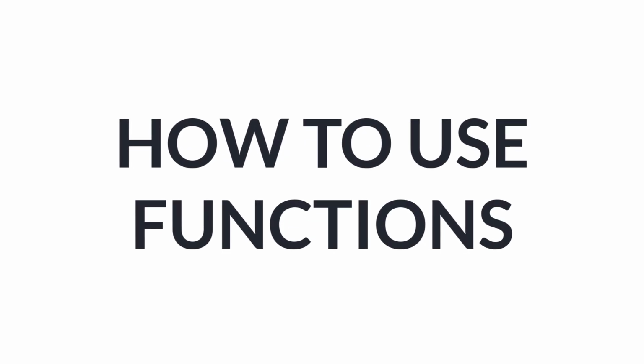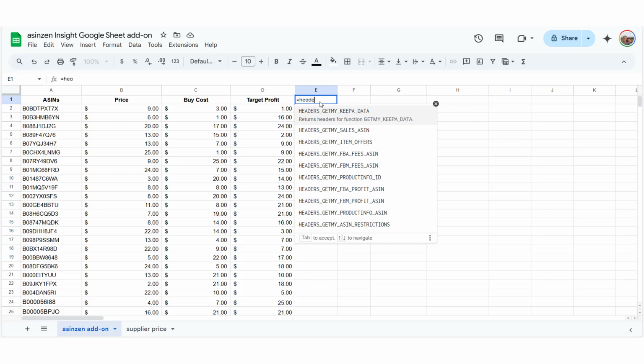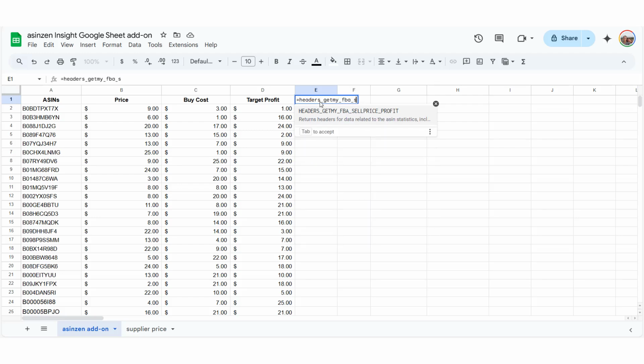Today we're diving into a crucial part of selling on Amazon: pricing. To help you maximize profits, we'll be exploring two powerful functions with an Asinzen insight: Get My FBA Sell Price and Get My FBM Sell Price. These tools help you calculate the optimal selling price needed to achieve your target profit, whether you're using fulfillment by Amazon or fulfillment by merchant.